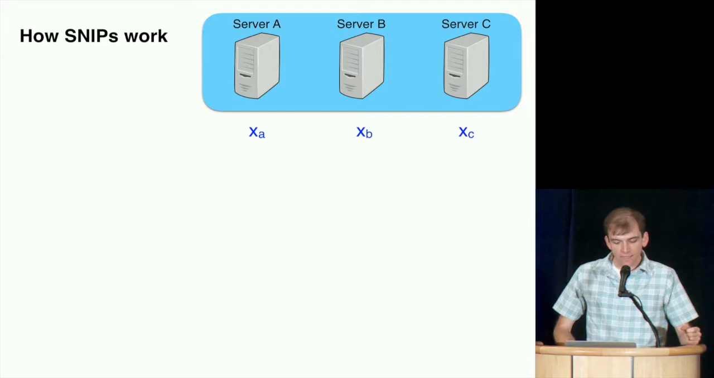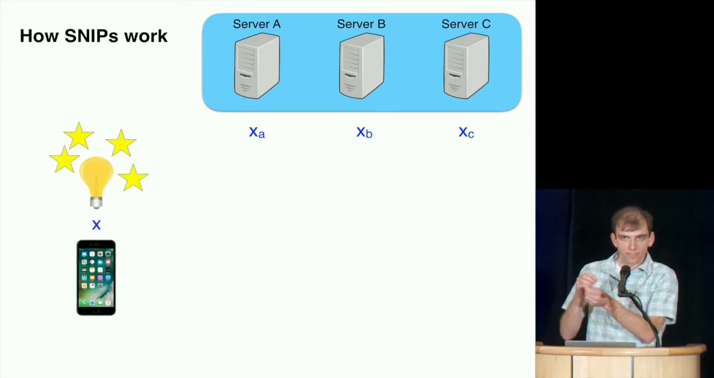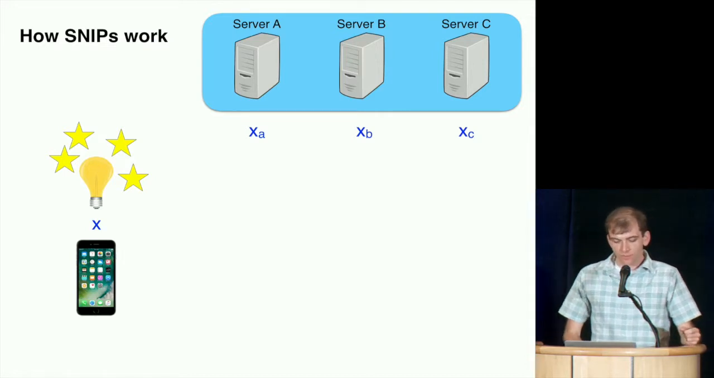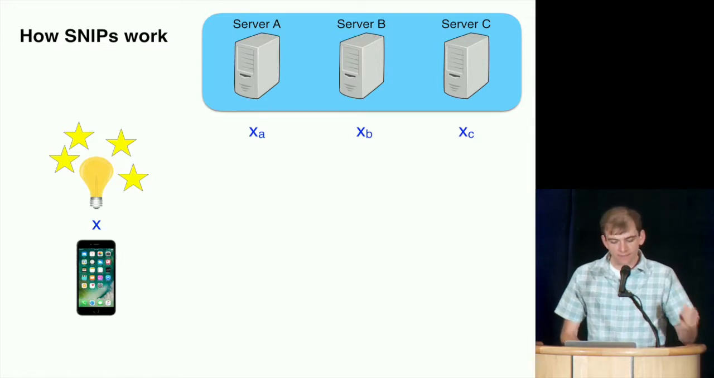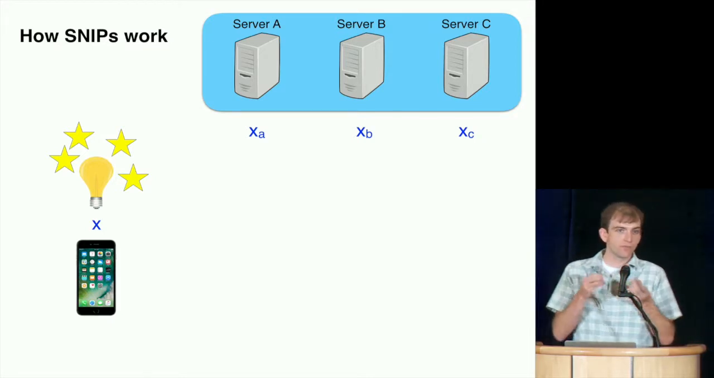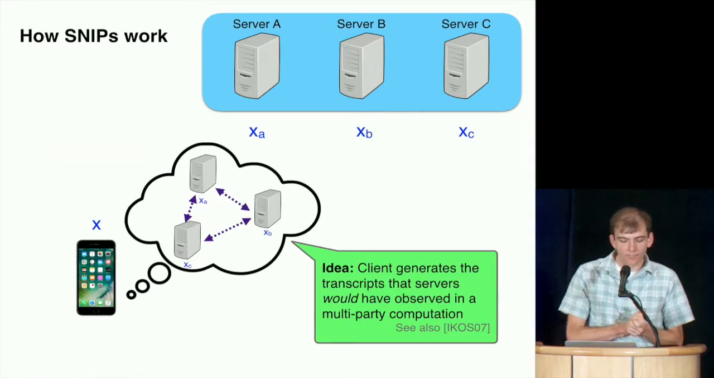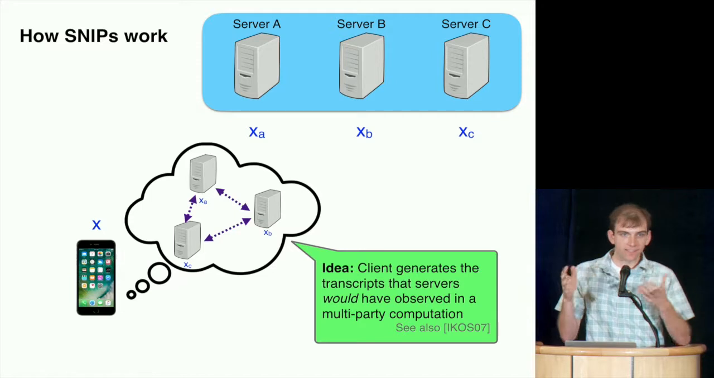And the reason is that we have this client that we can use to help the servers run this check. Each server only knows a share of X, but the client knows all of X. The client knows everything because the client holds X in the clear. So the first idea is we can actually use the client to help the servers check the client's own work.